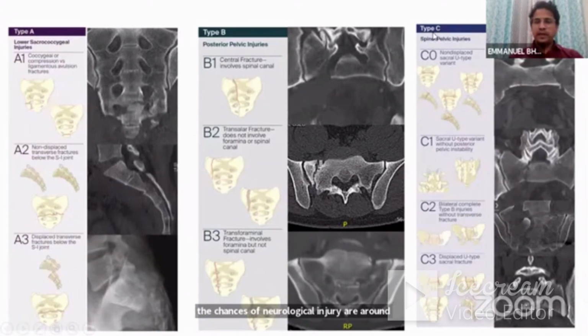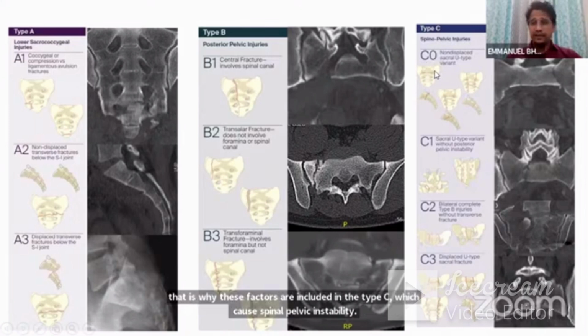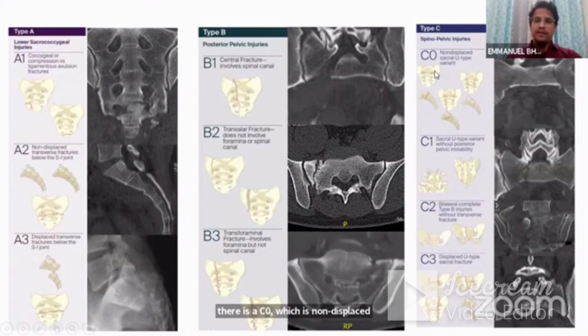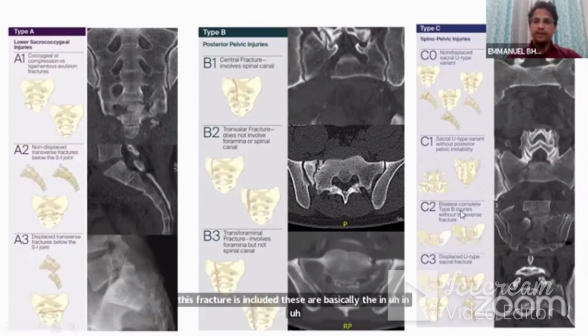Coming to type C, which describes the spinopelvic injuries. The difference between type B and type C is that the fracture line is just medial to the L5-S1 joint. That is, there is a disruption of the L5-S1 joint, and that is why these fractures are included in type C, which cause spinopelvic instability. Now, there is a C0, which is a non-displaced sacral U-type fracture. These are basically insufficiency fractures, which occur due to osteoporosis.